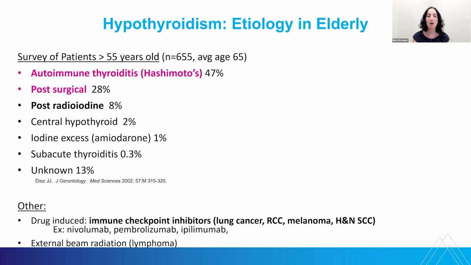Normally T cells are inhibited from attacking self, our thyroid glands in our body, via these targets. And so if you have an inhibitor of these targets, you can unleash T cells to now attack cancer, but as a consequence, then you can also attack self. And so you might see hypothyroidism in these patients, in addition to other endocrine conditions as well, like adrenal insufficiency or type 1 diabetes. If someone has had prior external beam radiation for lymphoma, that's also a risk factor for hypothyroidism.